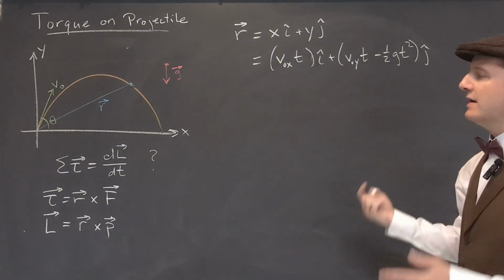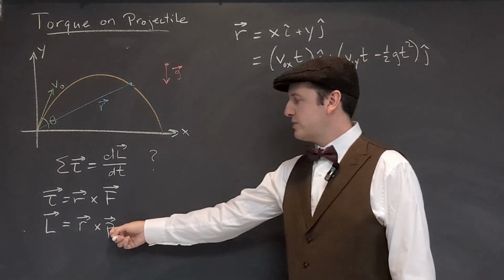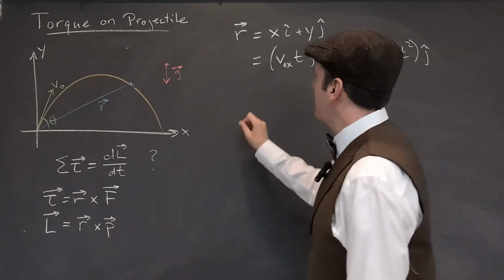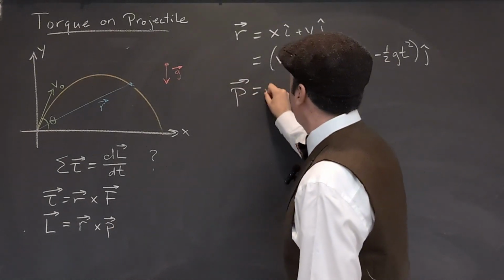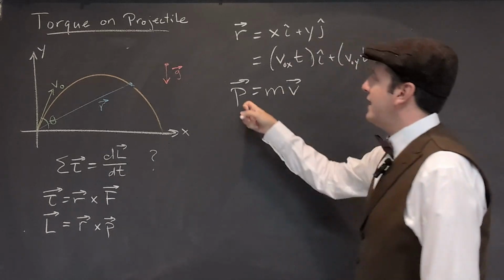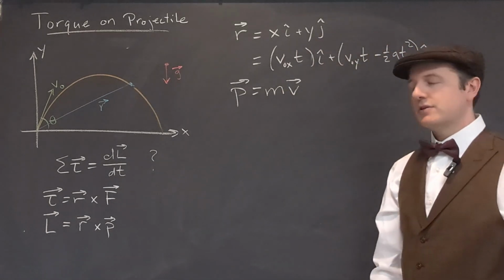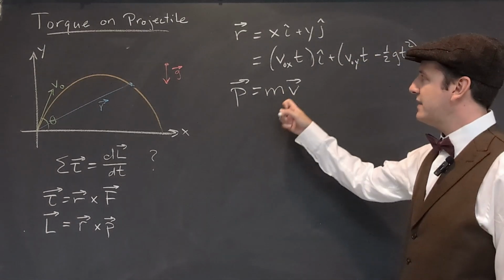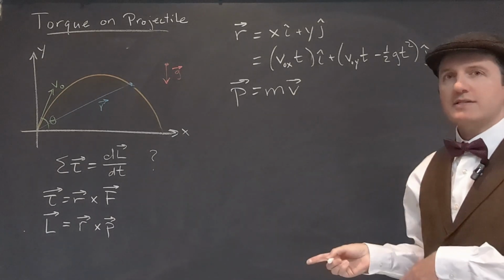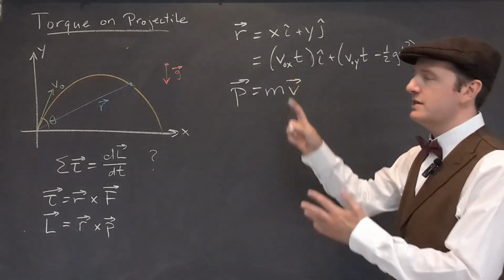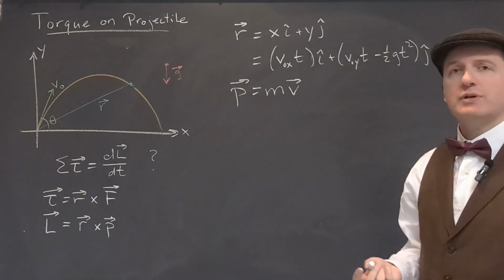Okay, that's pretty easy. Another thing we'll need is p, the momentum. Now let's recall that the momentum, at least of this non-relativistic point particle, will just be its mass times its velocity. And of course, the velocity vector is the time derivative of the position vector. So we can write that down pretty easily too.